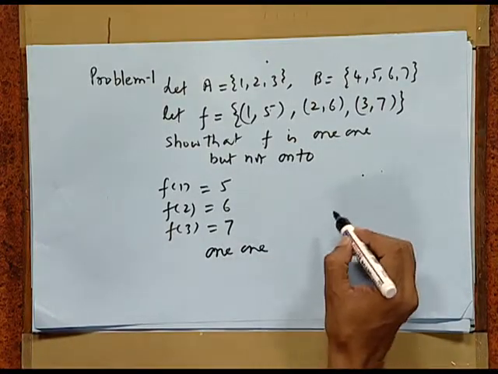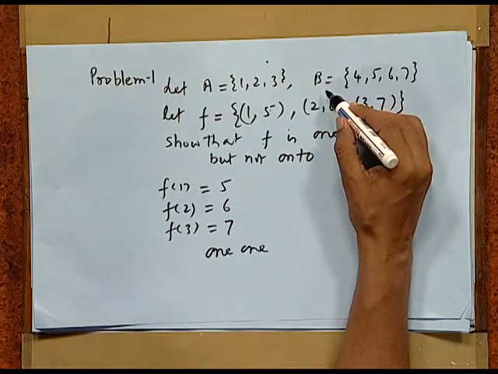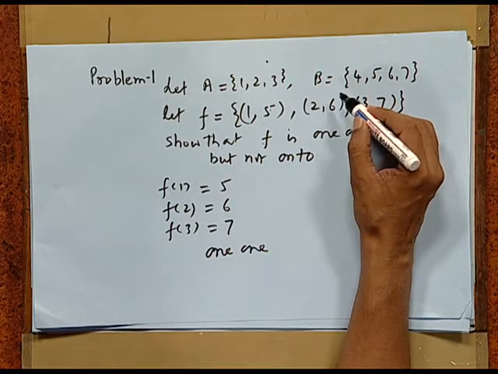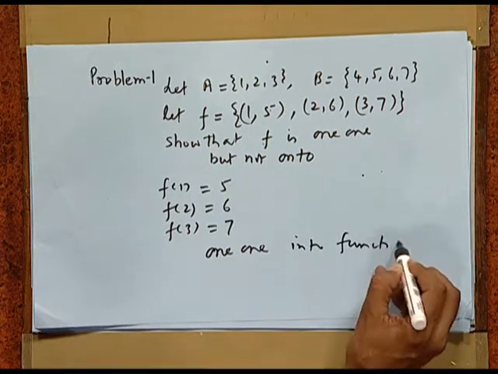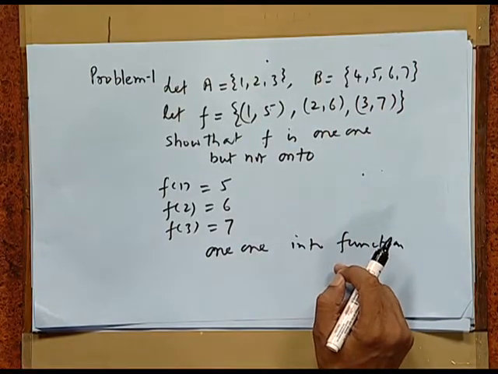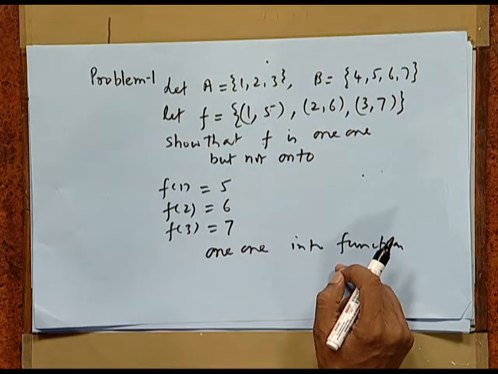As seen clearly, different elements have different image. So, it is clearly one-one. Here the element 4 of set B, which is codomain, has no pre-image. So, it is into function. So, eventually the given function turns out to be a function which is one-one into function, or we can call it into but injective function, because one-one is also called injective.